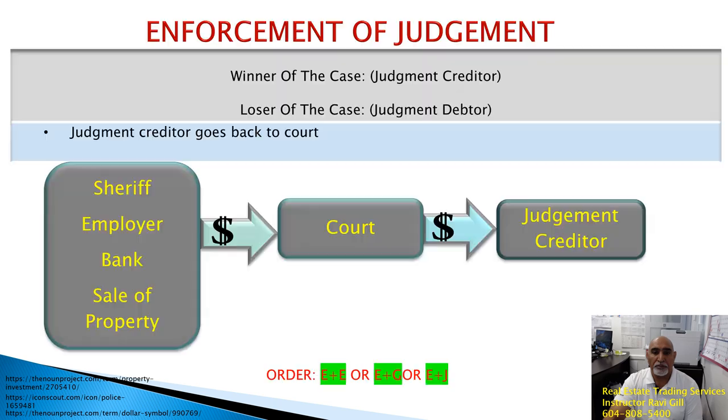Okay, very important to know that the money is not given to the judgment creditor directly from the sheriff or the employer or the bank, or the sale of the property. All of this money, these people are required to give to the court, and then the court will give it to the creditor. And here is something I want you to remember for your exam.